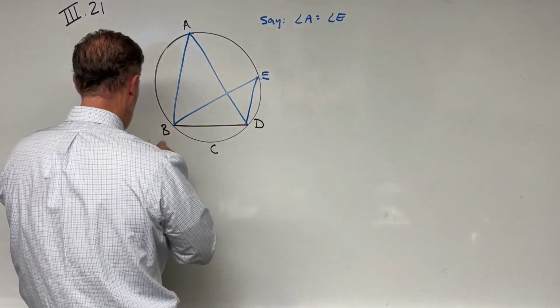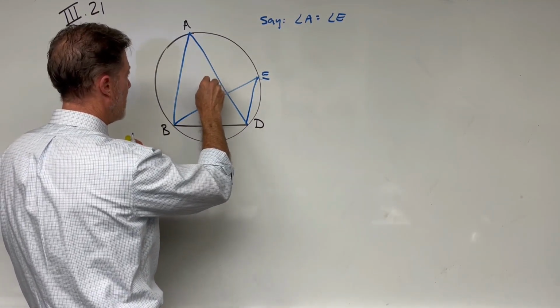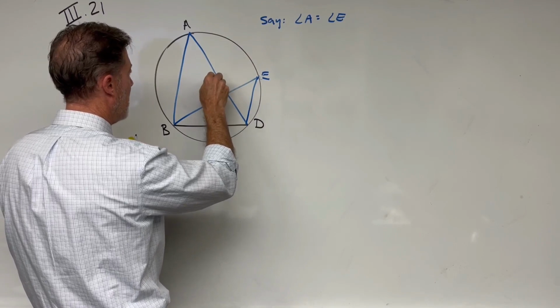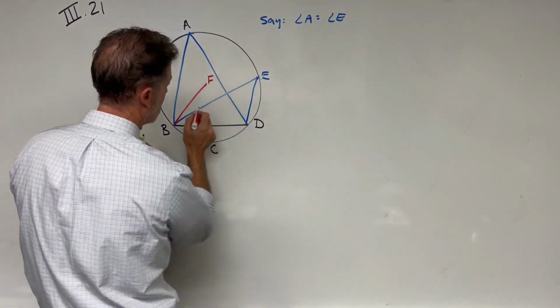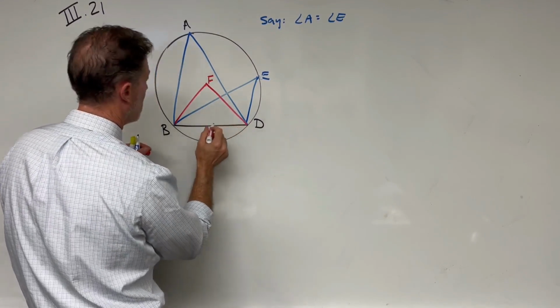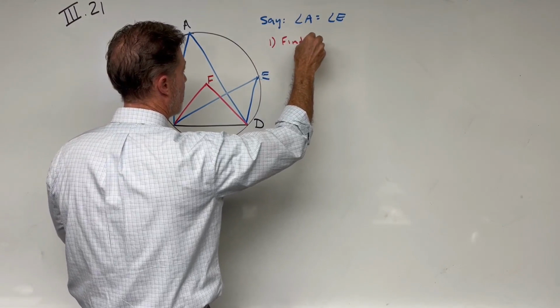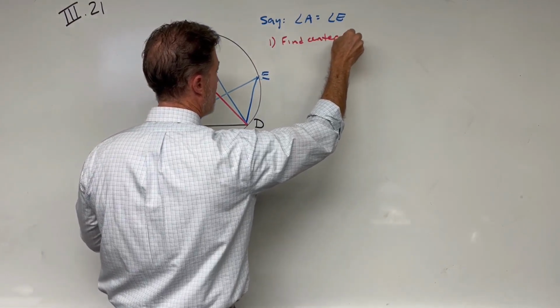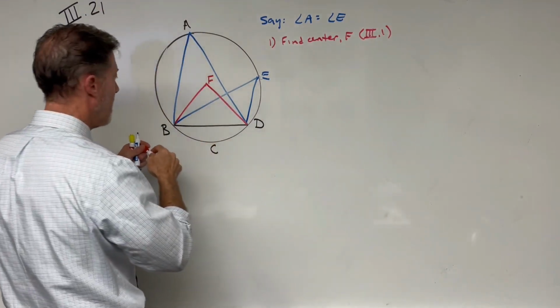So the first thing we'll do is we will find the center. Let that be F, and let's connect. So find the center, let it be F. We can do this, Book 3, Prop 1.